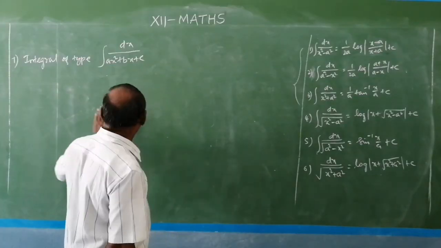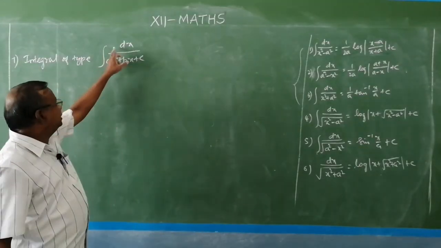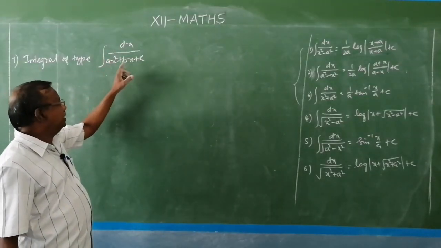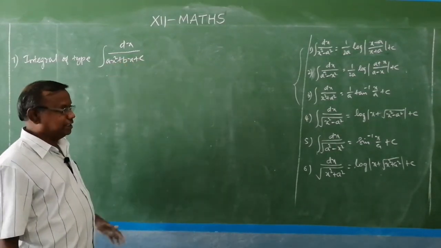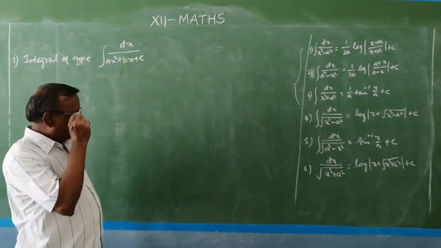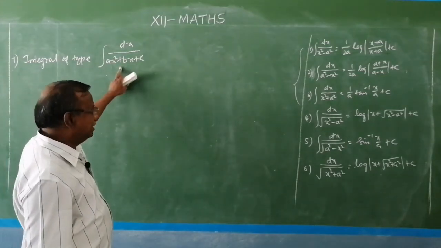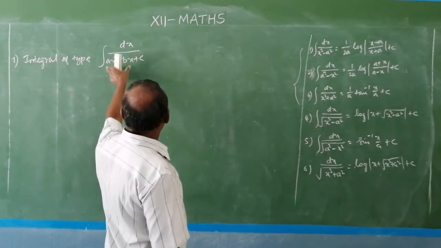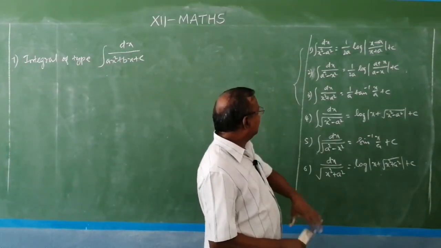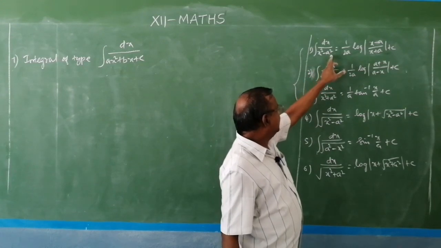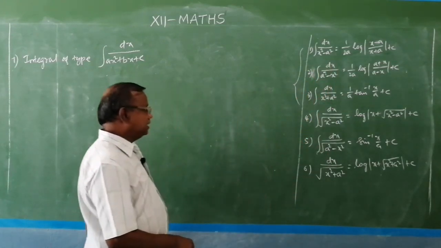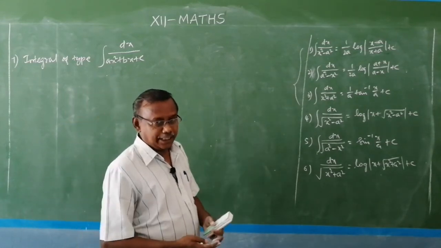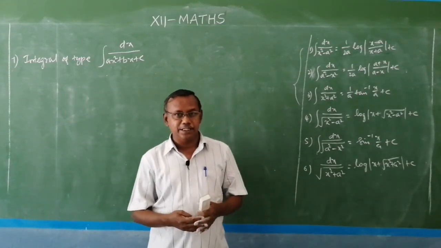Integral of type integral dx by ax square plus bx plus c. When the quadratic expression is in the numerator, it is easy for us to integrate, but when it is in the denominator, we have to reform it as one of these types: either x square minus a square, or a square minus x square, or x square plus a square.